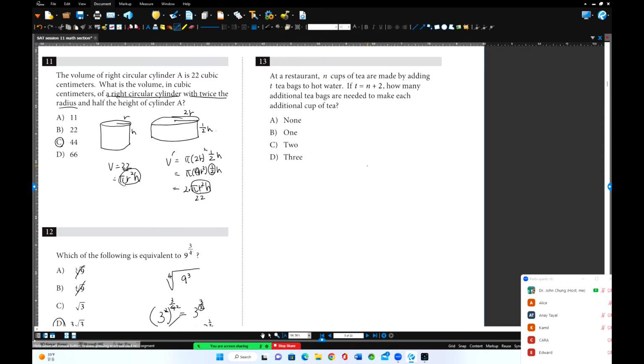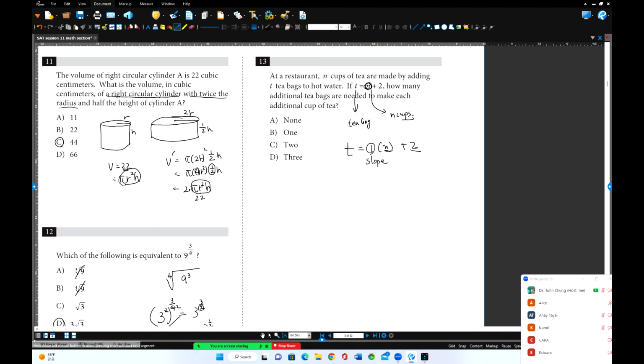Alright, the next one. At a restaurant, n cups of tea are made by adding tea bags. This is the tea bag, okay? The equation is given. This is tea bags, t. This one is what? n cups of tea. How many additional tea bags are needed to make each additional cup of tea? This is the number of cups increased by 1. Where's the slope? t equals what? 1 times n plus 2, right? That's the slope. This is the y-intercept.